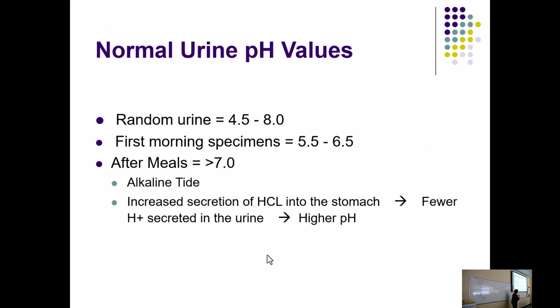So a random urine is 4.5 to 8. Huge range. Why do we care? Because it'll tell us maybe what crystals we're looking at. If you're always low or always high, that gives us clues too. First morning, always a little acidic. After meals, it's going to be greater than 7.